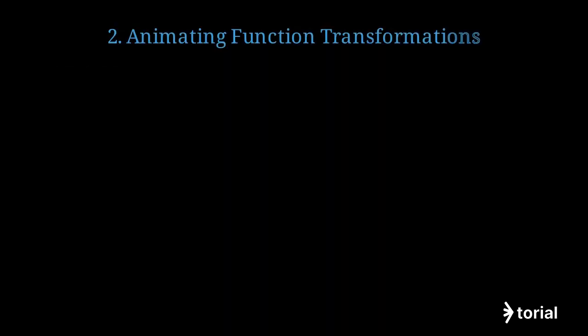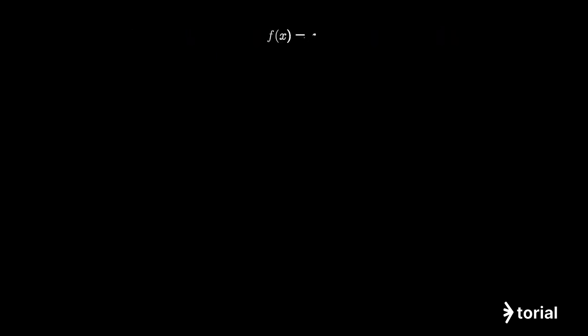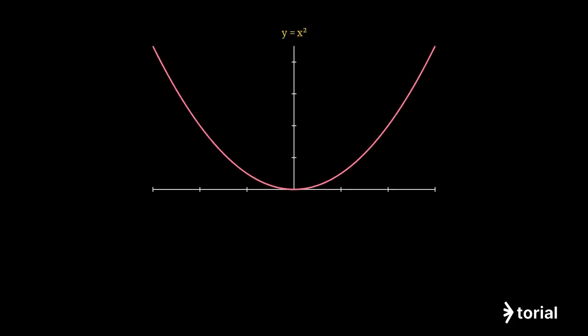Let's see how animations help us understand function transformations. Consider the basic quadratic function f of x equals x squared. Here's the graph of y equals x squared, showing its characteristic parabolic shape.